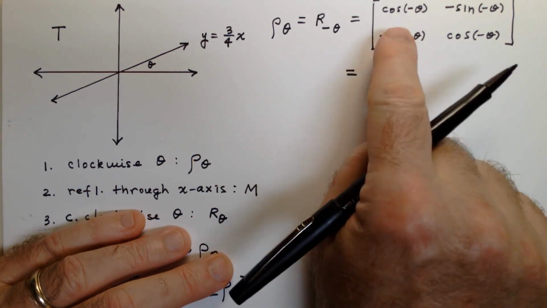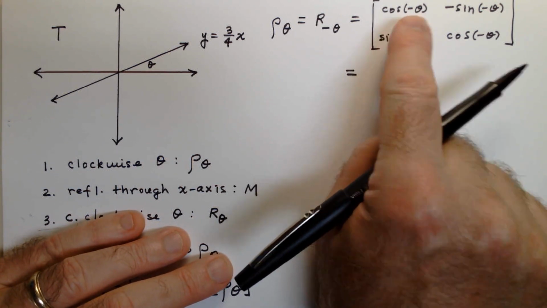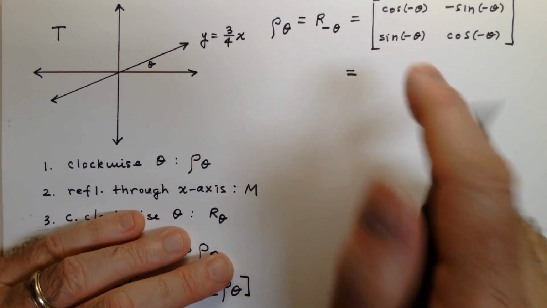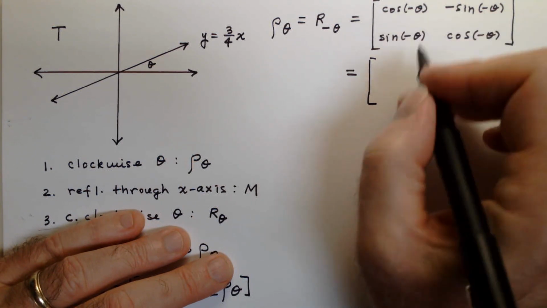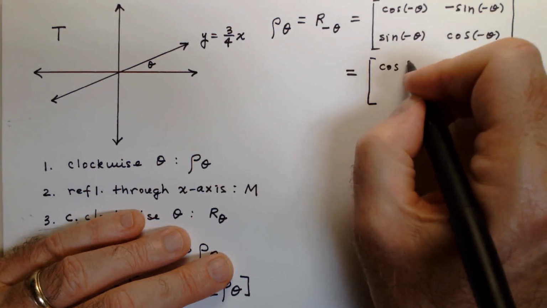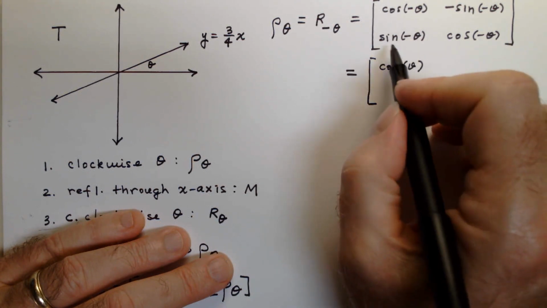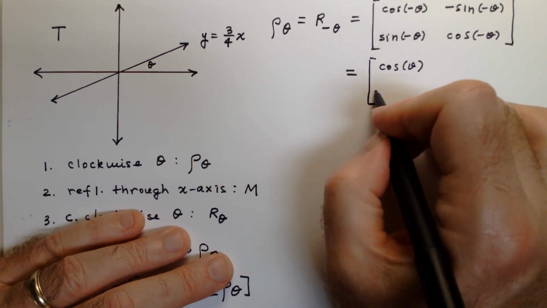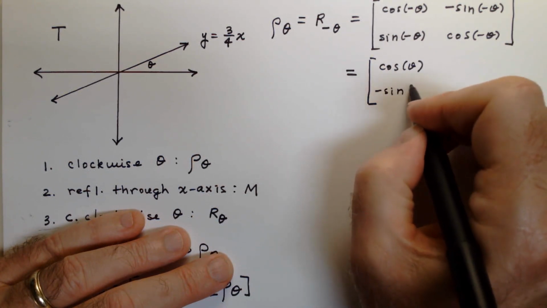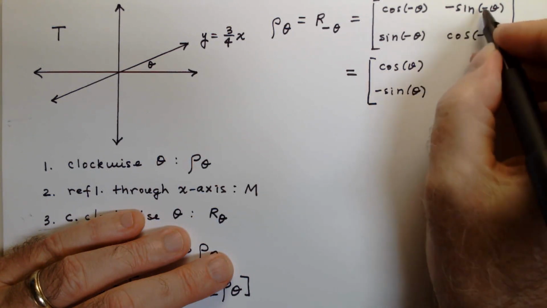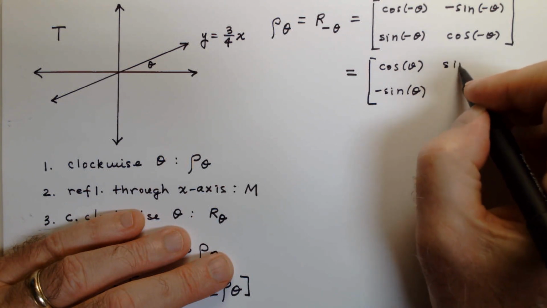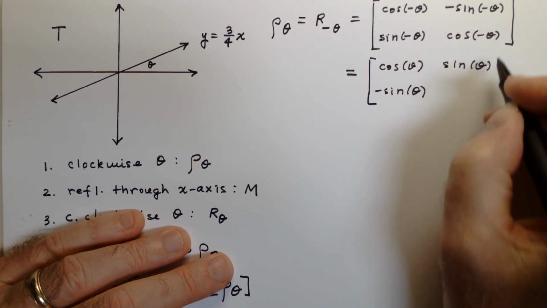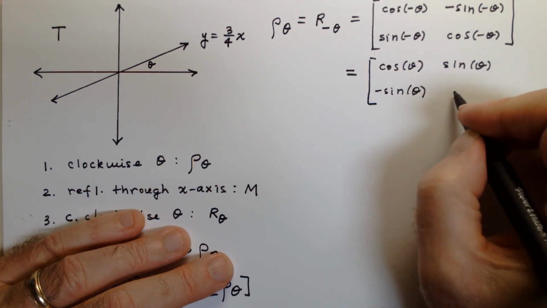Now, let's use the fact that the cosine is an even function and the sine is an odd function. We can go in here and clean this up a little bit. The cosine of negative theta is just the cosine of theta. The sine of negative theta is the negative of the sine of theta. The negative of the sine of negative theta, by cancellation, is just the sine of theta. And the cosine of negative theta is just the cosine of theta.